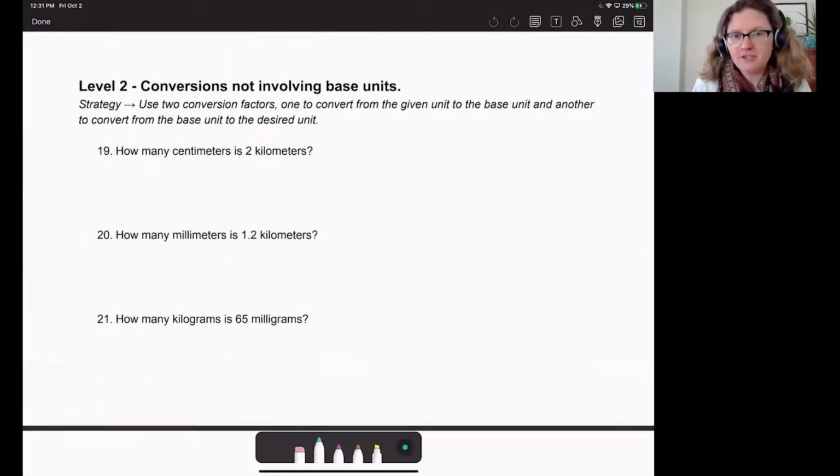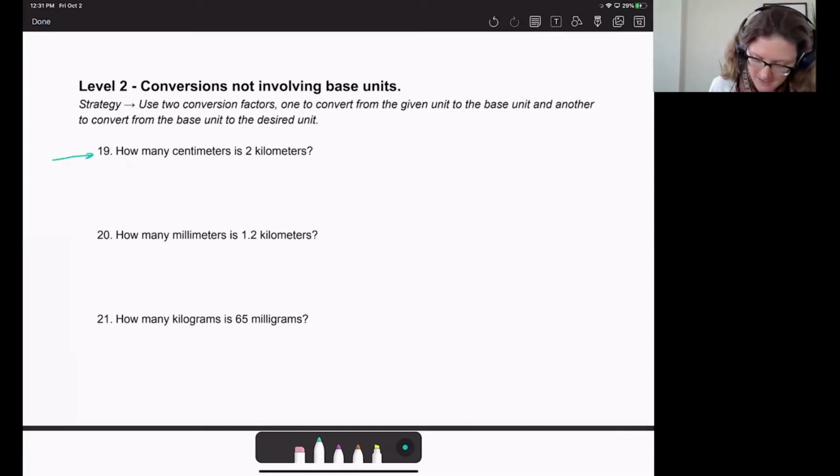So the basic strategy here is that we are going to start with our given number, and then we're going to use two conversion factors. The first conversion factor will convert from our given units into the base unit, and then our second conversion factor will convert from the base unit into the desired units. So let me show you what I mean.